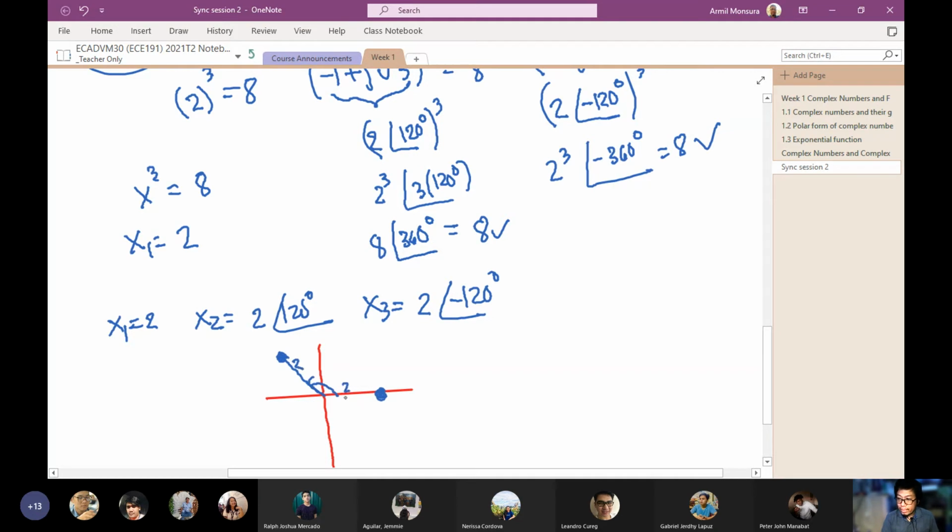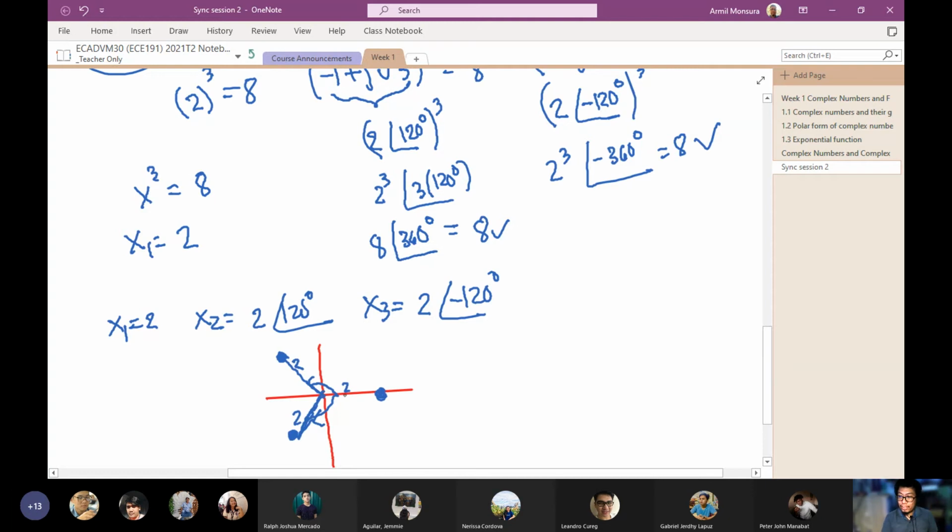Okay. The third one is from here, we measure 120 degrees. So, more or less, nandito siya. Okay. So, this is 120 degrees also. Okay. But negative because we measure it in a clockwise sense. And then the length of this is 2. Okay. Here's the thing.